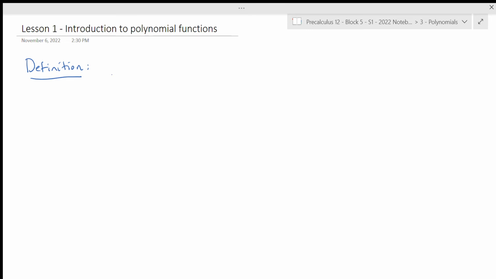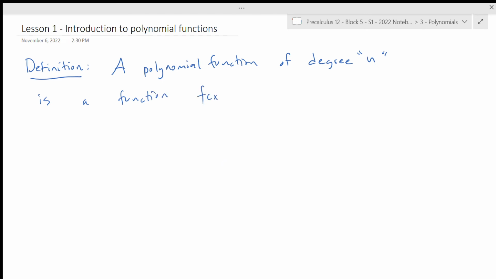states that a polynomial function of degree n. So we name, and we'll talk about this, but we name our polynomial functions by the highest degree term that they have. So this is a function f of x equals a sub n, x to the power of n, plus a sub n minus 1, x to the n minus 1, plus dot, dot, dot, plus a1x plus a naught.